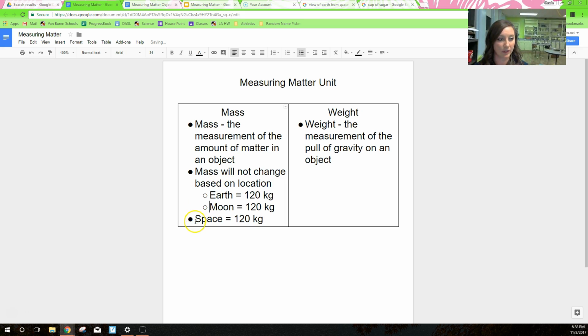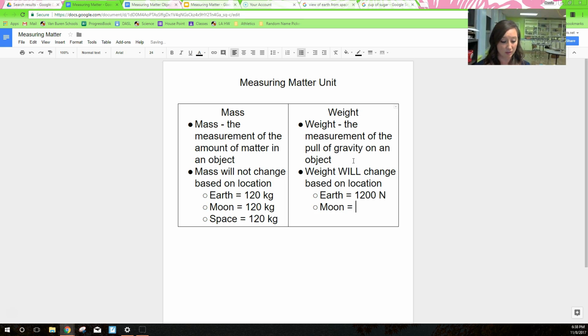I'm just going to tab these over because these are examples supporting that. Weight, though, will change based on location because gravity is changing, and we're actually measuring gravity. We're not even measuring the matter. So on Earth, we might have 1,200 newtons worth of sugar. Even though we're changing nothing about the sugar, on the moon, because there's less gravity, it would be 200 newtons. And in space, weight would be zero because there's no gravity.